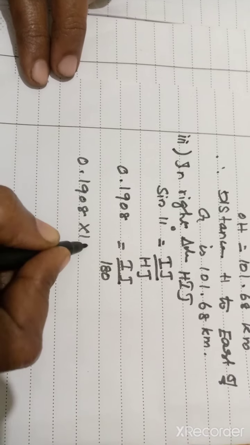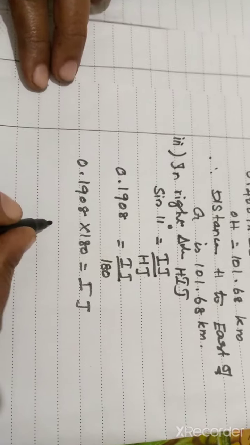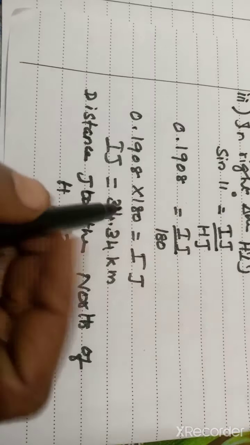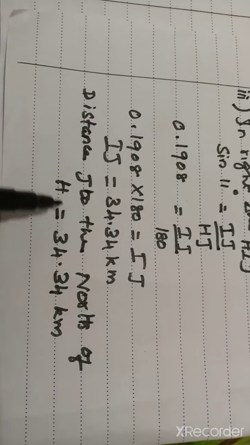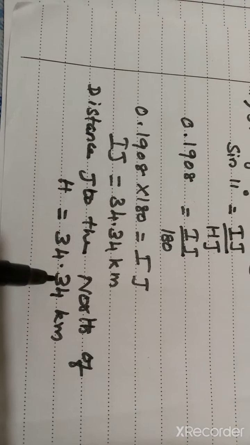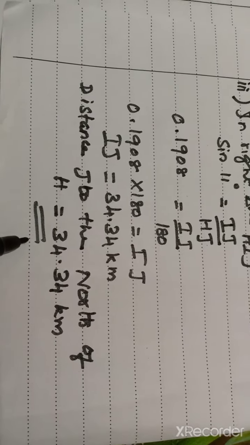0.1908 into 180 equal to IJ. Okay, multiply, we get 34.34 kilometer. So the distance of J to the north of H is 34.34 kilometer. Okay, shall we do the fourth subdivision?